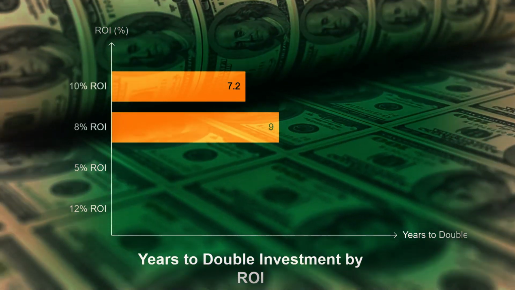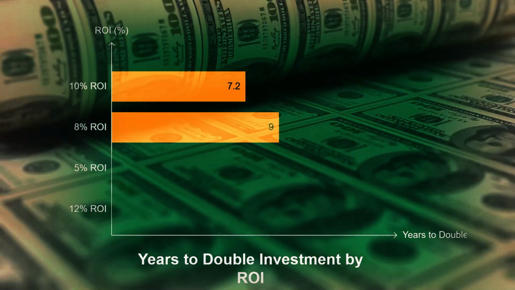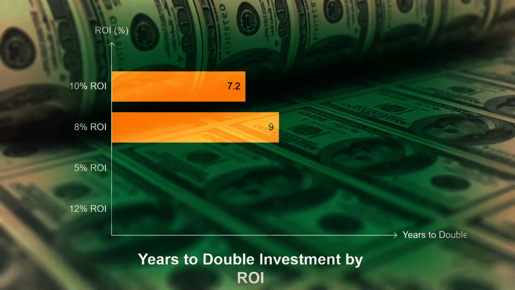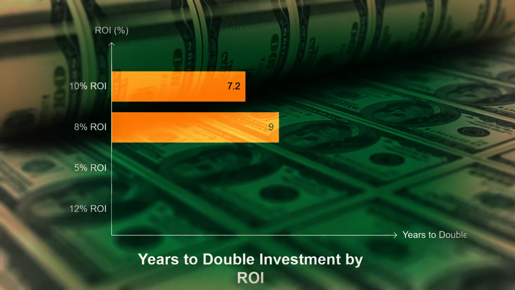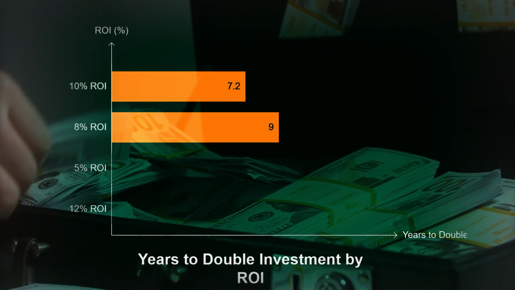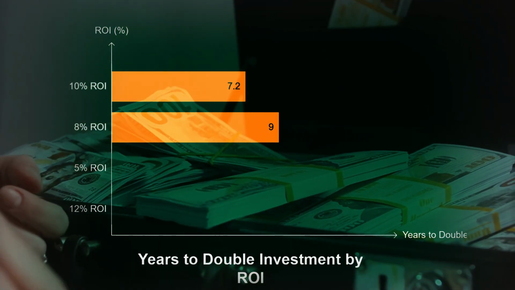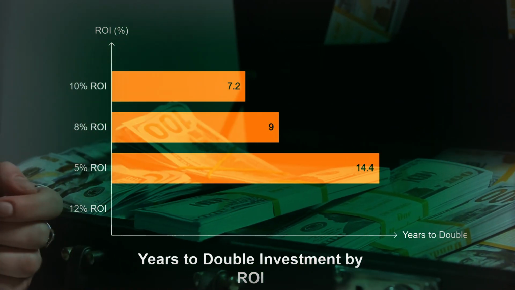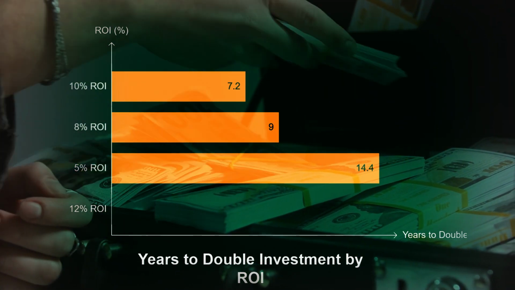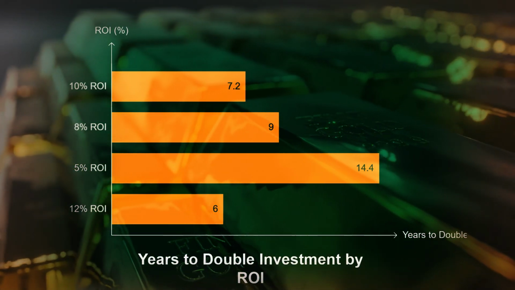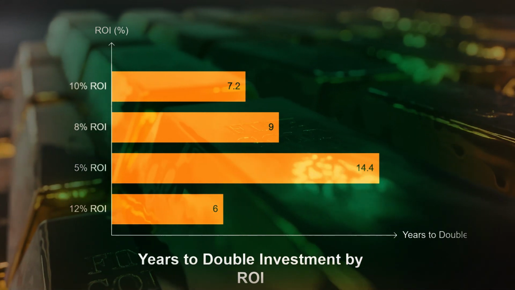However, be aware that property appreciation isn't always linear. A property might appreciate 10% in the first year, but 20% in the second. So this is a simplified estimate. Other examples include a 5% ROI, which gives you about 14.4 years, and a 12% ROI, which suggests only 6 years to double.